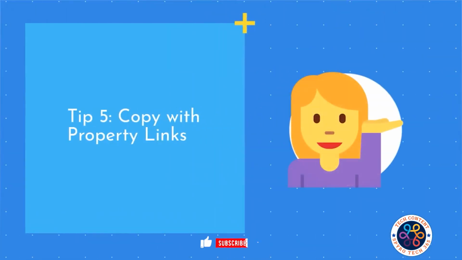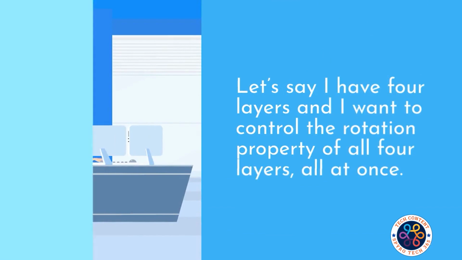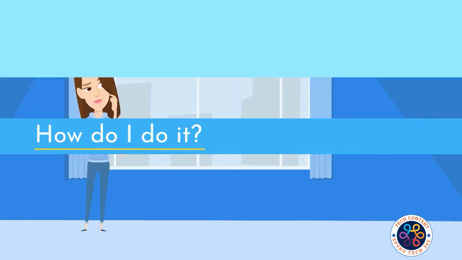Tip 5. Copy with property links. Let's say I have 4 layers and I want to control the rotation property of all 4 layers all at once. How do I do it?